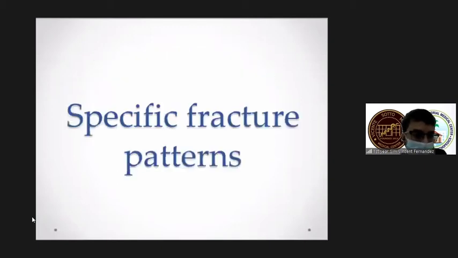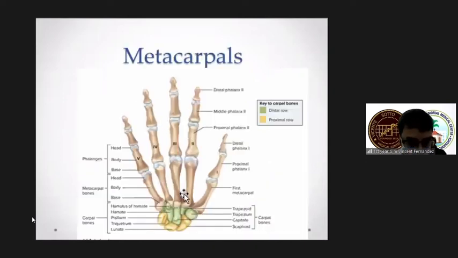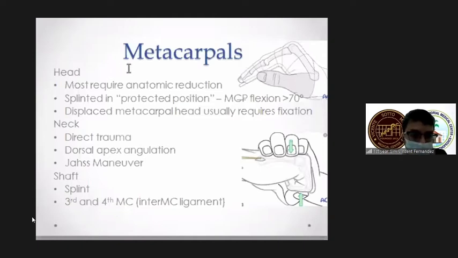For the specific fracture patterns, before that, we first discuss the specific parts. These are your carpal bones, which were already discussed. The coverage of this discussion is the metacarpal bones, which have a head, neck, body, and base, and then your phalanges, P1, P2, P3, which also have a head, body, and base. They are numbered 1, 2, 3, 4, 5, starting with your thumb as number 1, then index, middle, ring, and the small finger. So let's start with the metacarpal.